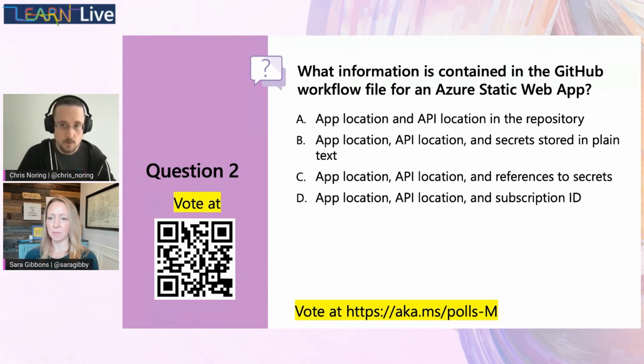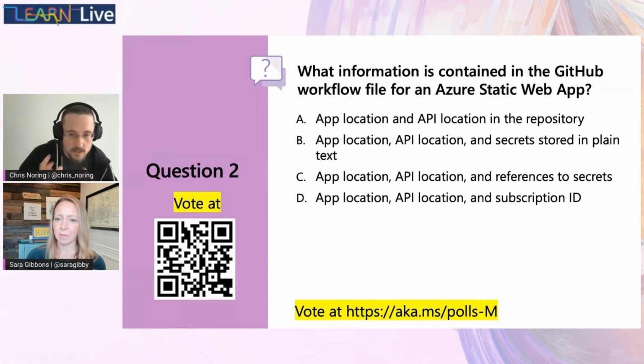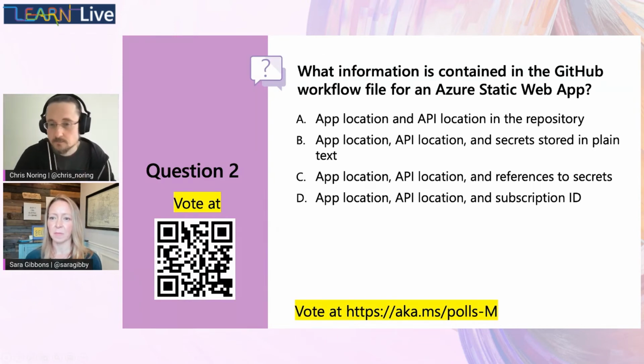So this one is important. This is what Sarah just covered for you all. What information is contained in the GitHub workflow file for an Azure Static Web App? Is it A, app location and API location in the repository? Or is it B, app location, API location, and secret stored in plain text? Or is it C, app location, API location, and references to secrets? Or is it D, app location, API location, and subscription ID? Now, Sarah, what do you think about these options? Anyone feel more inclined to this one, or?